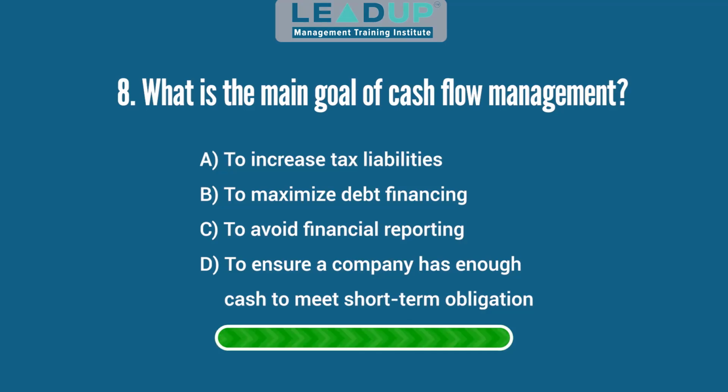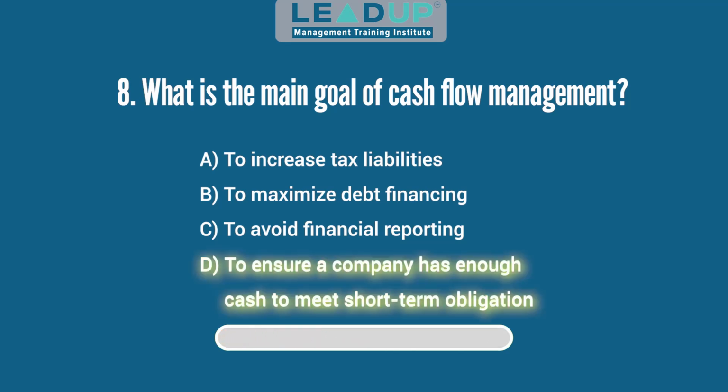Question 8. What is the main goal of cash flow management? A. To increase tax liabilities. B. To maximize debt financing. C. To avoid financial reporting. And D. To ensure a company has enough cash to meet short-term obligations. Answer: to ensure a company has enough cash to meet short-term obligations.